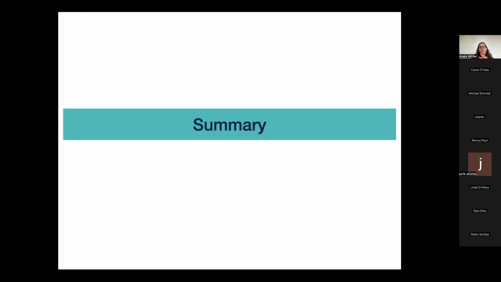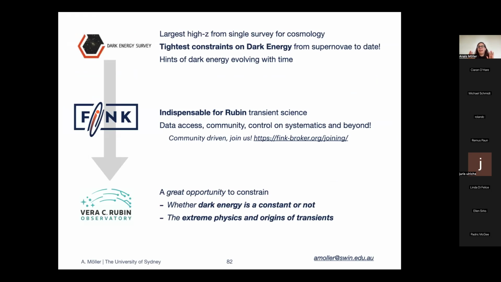So I have told you a lot of things today. I'm going to summarize it. I have shown you the tightest constraints on dark energy from type Ia supernovae to date, with 1,500 type Ia supernovae. From these constraints from the Dark Energy Survey, we have hints of dark energy evolving with cosmic time. This is very interesting, but there are still only hints. Rubin will tell us more about this.